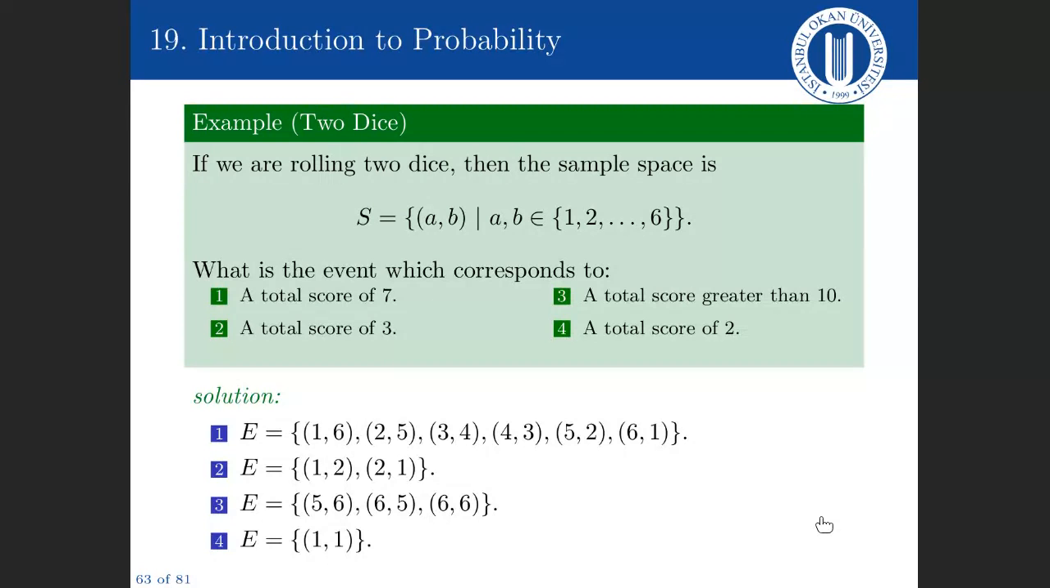For example, if we're rolling 2 dice, then the sample space is the set of all pairs A and B, where each of A and B is a number between 1 and 6. And then we're asked about some compound events. What is the event which corresponds to a total score of 7? How can we get 7 from rolling 2 dice? We might have a 1 and a 6, a 2 and a 5, a 3 and a 4, a 4 and a 3, a 5 and a 2, or a 6 and a 1. The event which corresponds to a total score of 7 is the set containing these 6 pairs.